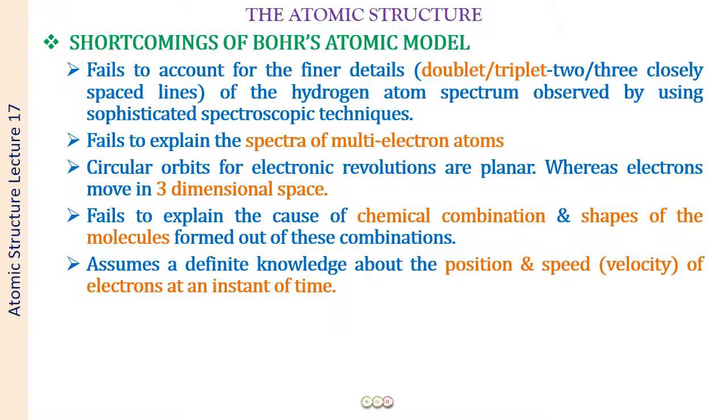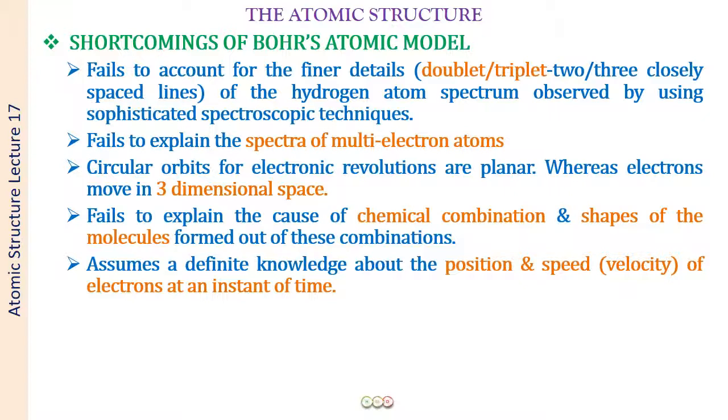The most important drawback came when he said that there is a definite knowledge about the position and the speed or the velocity of the electrons at any instant of time, right? So he said that he could calculate the value of the radius of the orbit, the position where the electron is present. Similarly, he calculated the speed which was fixed for that electron, right? So simultaneously he said both the speed and the position can be told at any instant of time.